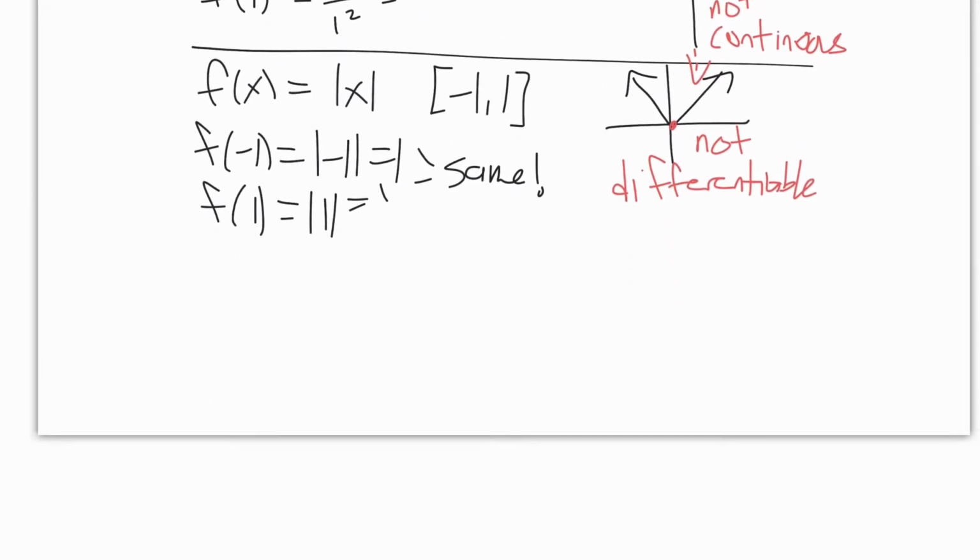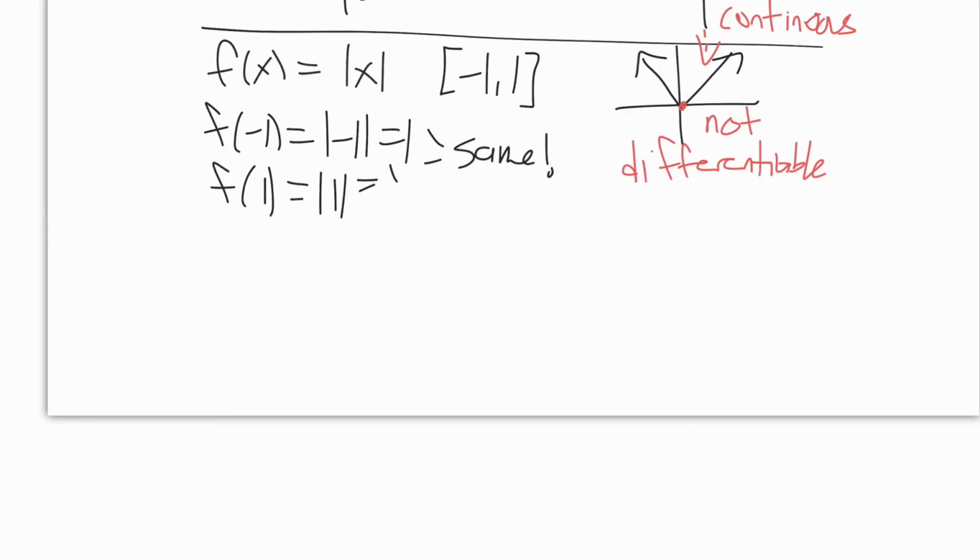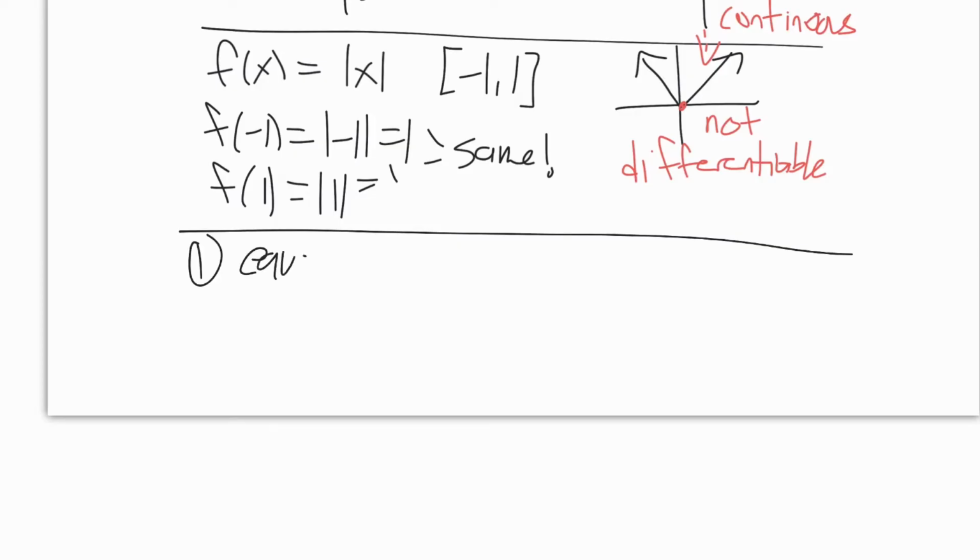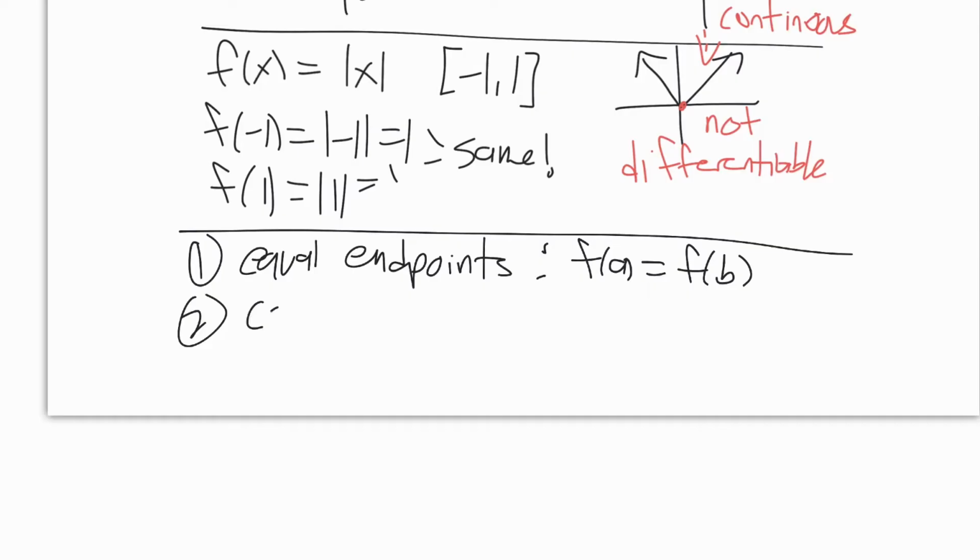And so what it seems like we need to have the derivative give me 0 every time, we need the following conditions. 1, we must have equal endpoints. Right? F of A must equal F of B. 2, it must be continuous. And 3, it must be differentiable.